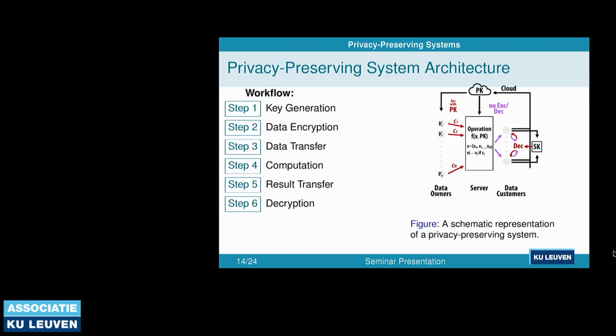Okay, so how does it actually work? Well, first of all, we have three different components. We have data customers, the people who want some specific result.